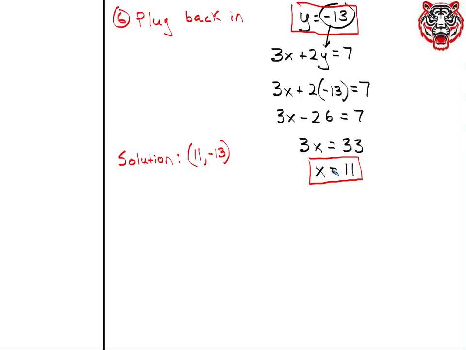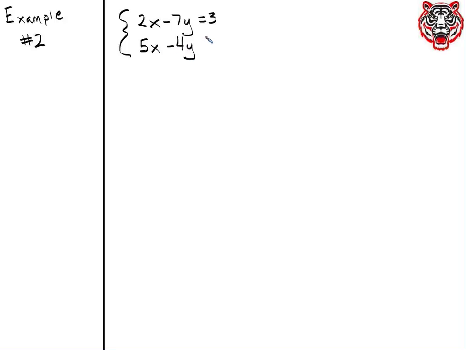So I want to do this example, and it is actually going to be pulled from your homework. So if you can find it in your homework, that's awesome. So this is going to be example 2, example numero dos. And it looks like this, and it is a tough one. It's going to be 2x minus 7y is equal to 3, and 5x minus 4y is equal to negative 6.